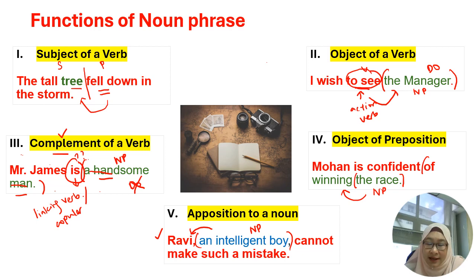Yeah, but sometimes there are some copula or linking verbs that require an object depending on the context. But for now, this is sufficient for you to understand. There are 5 different functions to a noun phrase.